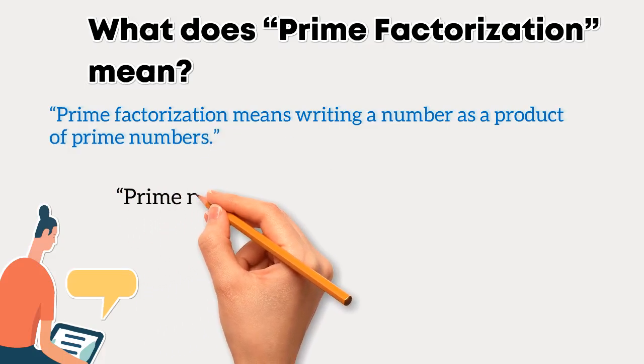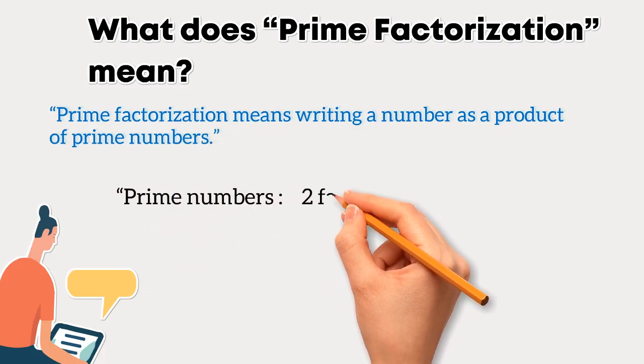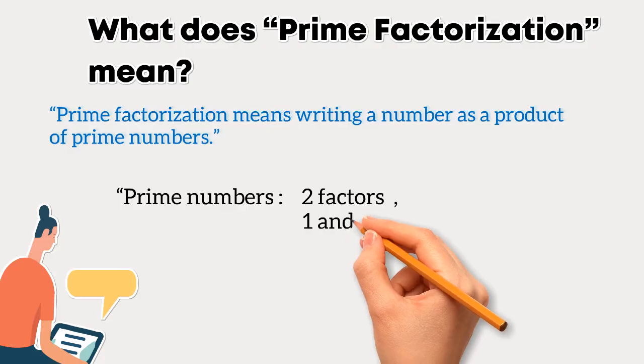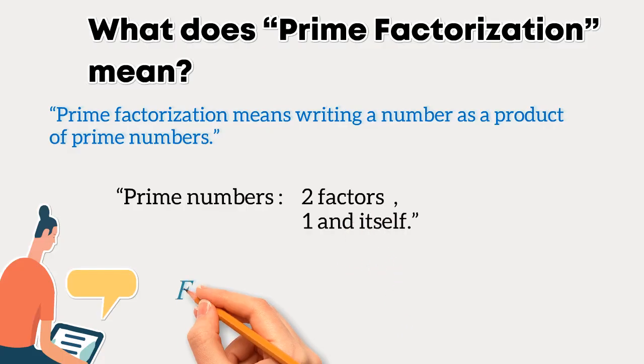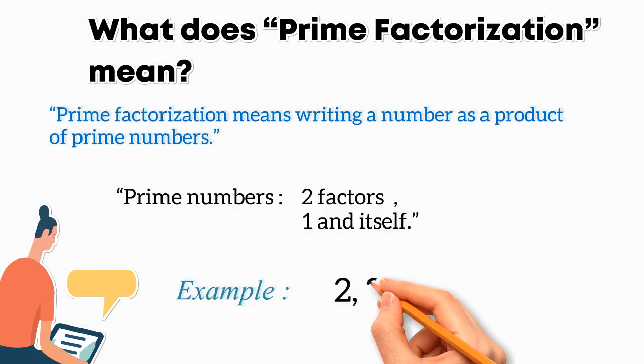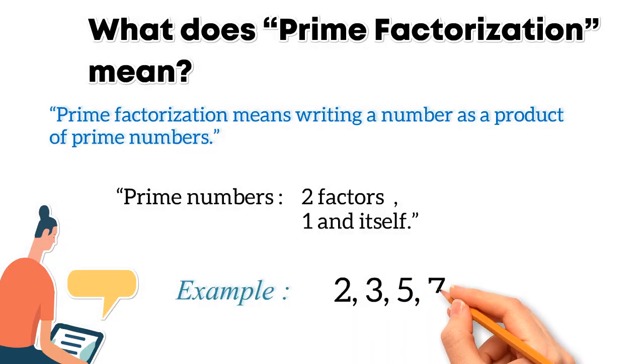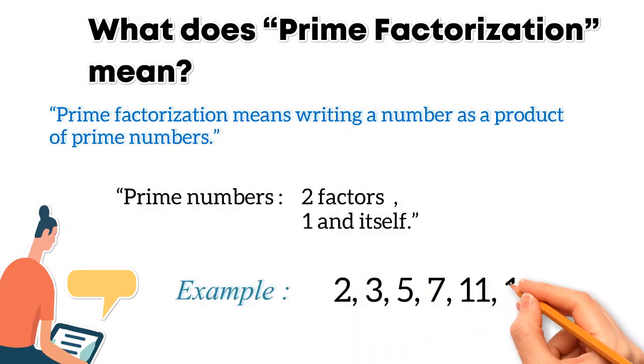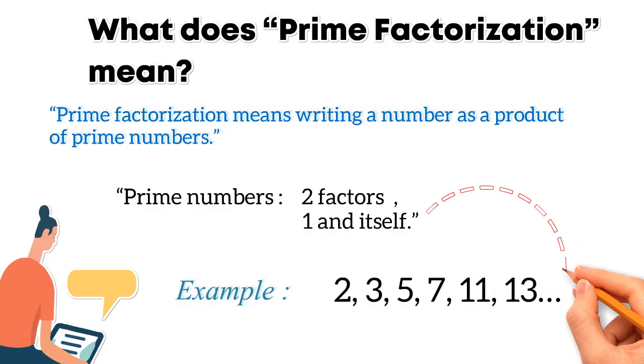Let's learn about prime numbers first. Prime numbers are numbers that have only two factors, 1 and itself. Examples: 2, 3, 5, 7, 11, 13, and so on. All of these numbers have 1 and itself as factors.